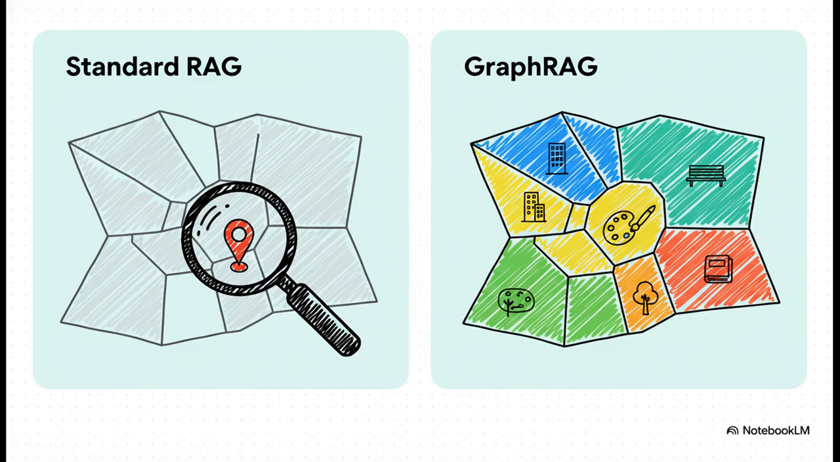This analogy right here perfectly sums up the difference. Using standard RAG is like asking your GPS for a specific street address. It's awesome at finding that one specific thing. But using GraphRAG, that's like asking the GPS to describe the city's main districts. Where's the financial district, the theater district, the cool residential areas? It understands the whole structure and can actually summarize the big picture for you.